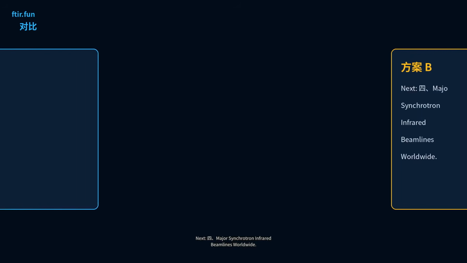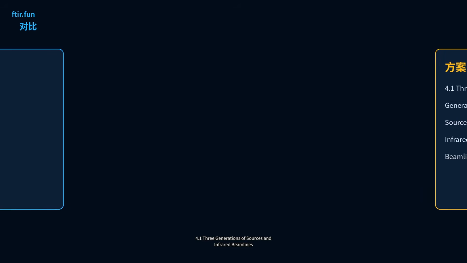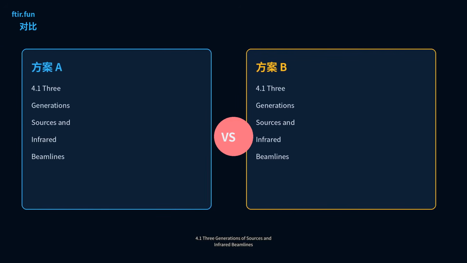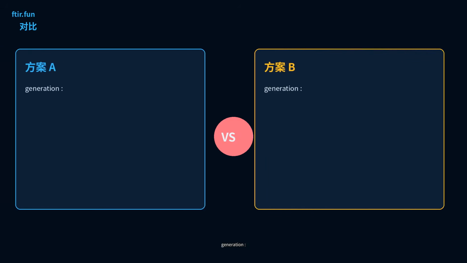Next, major synchrotron infrared beamlines worldwide. 4.1 Three generations of sources and infrared beamlines. Synchrotron radiation sources are typically classified by generation.